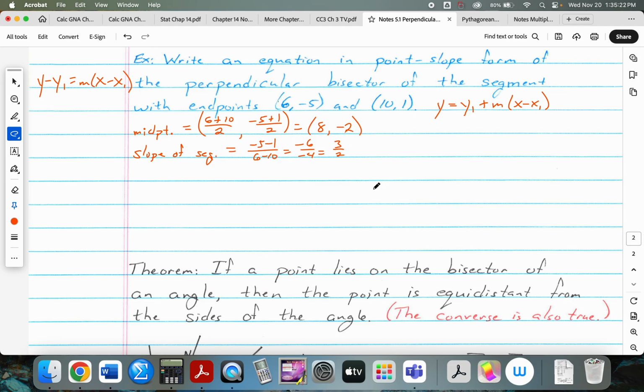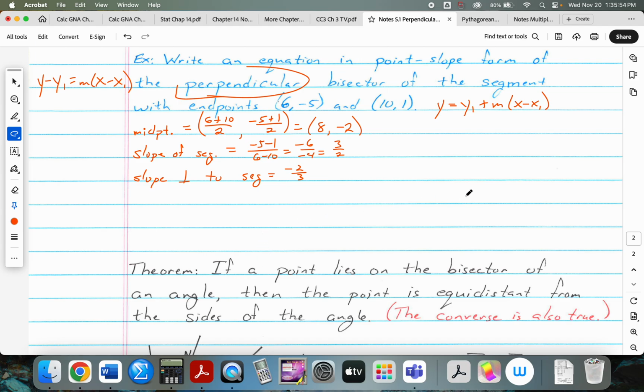Now, we don't want to be parallel to this. We want to be perpendicular. So the slope perpendicular to the segment is going to be what? Flip it to negative. Yeah, negative 2/3. Take the reciprocal. Reciprocal is the word for flipping the fraction, and you take the opposite sign.